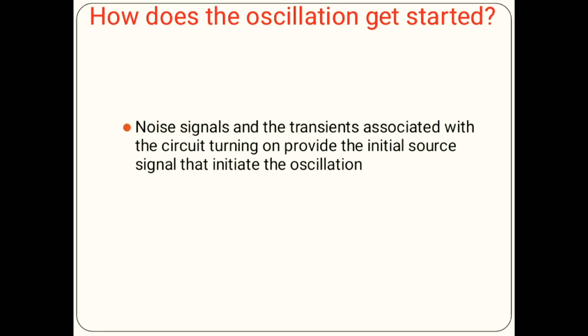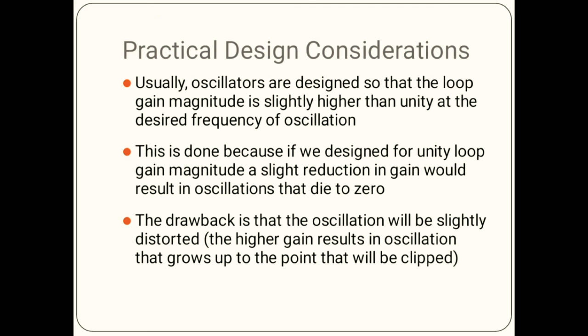How does the oscillation get started? Noise signals and the transients associated with the circuit turning on provide the initial source signal that initiates the oscillation. Practical design consideration. Usually oscillators are designed so the loop gain magnitude is slightly higher than unity at the desired frequency of oscillation. This is done because if we design for unity loop gain magnitude, a slight reduction in gain would result in oscillation that dies to zero. The drawback is that the oscillation will be slightly distorted.